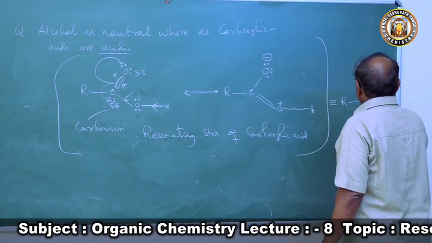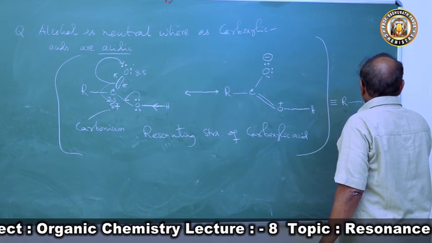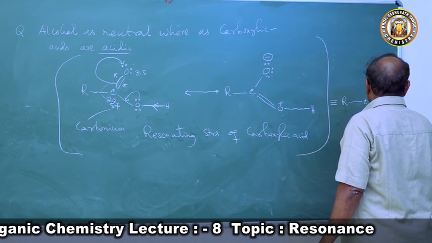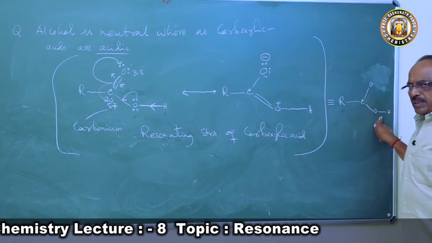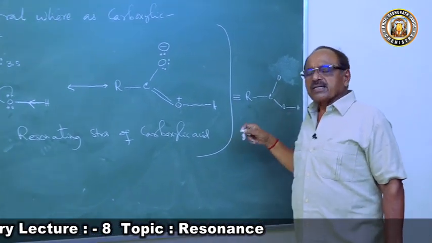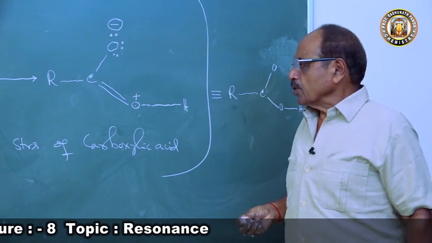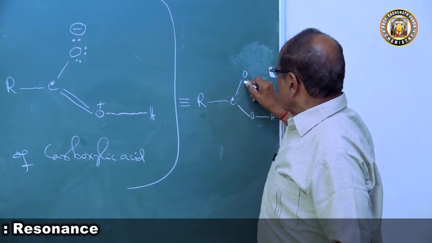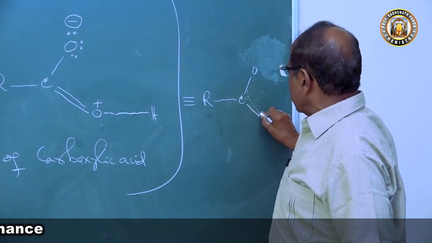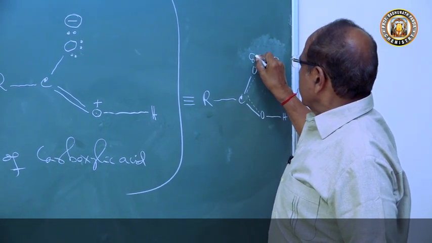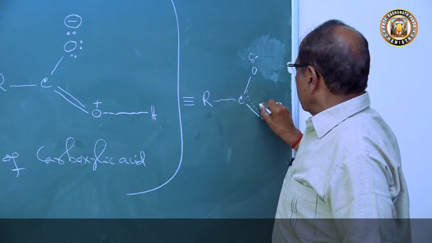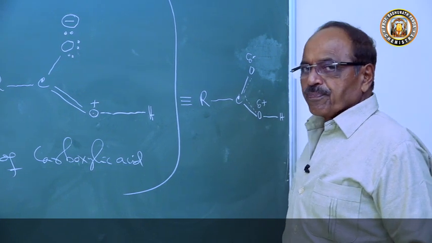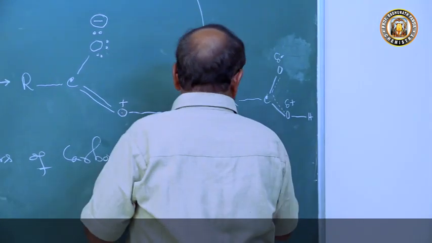R C O. I told you, always write the sigma skeleton. You write the atomic kernel, then write where the electron has flown. So electron movement took place from this place. So there is a movement of the electron. So here we got a delta negative charge. Here we got a delta positive charge. So this is the resonance hybrid.